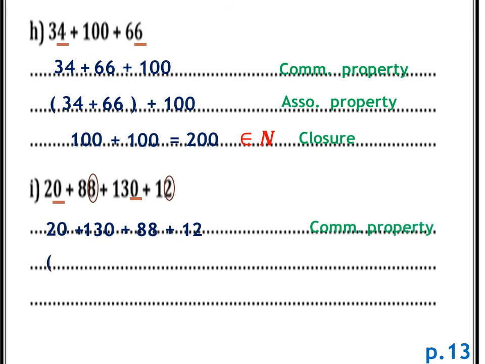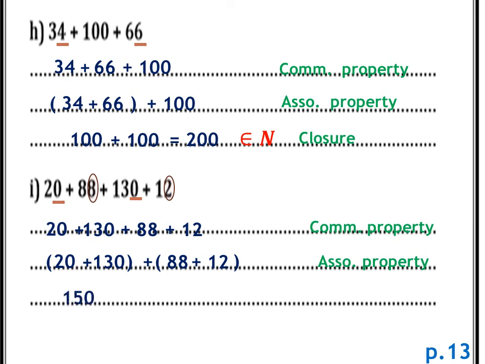And now let's use the associative property. Open bracket, write 20 plus 130. Close the bracket. Then plus, open bracket, 88 plus 12. Then close the bracket. And don't forget to write the name of the property, which is associative property. And now let's calculate the answer.